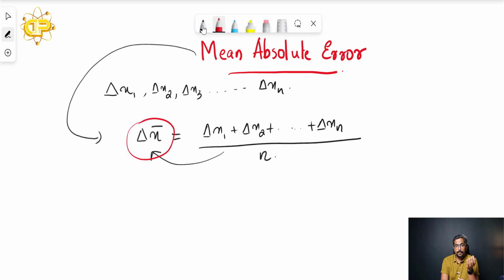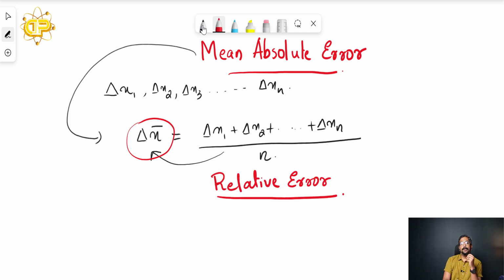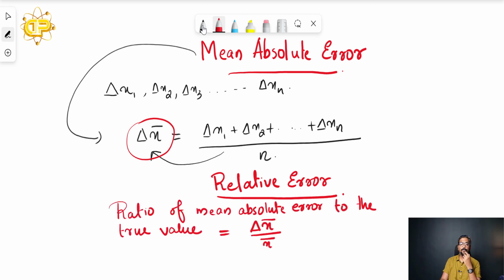Now a very important term is coming again, that is relative error. Relative error is the ratio of the mean absolute error to the true value, or the average. If I had taken n readings for that particular experiment, I will take the average to get the true value. After finding the mean absolute error, I take the ratio of that mean absolute error to the true value. Then I get the relative error.